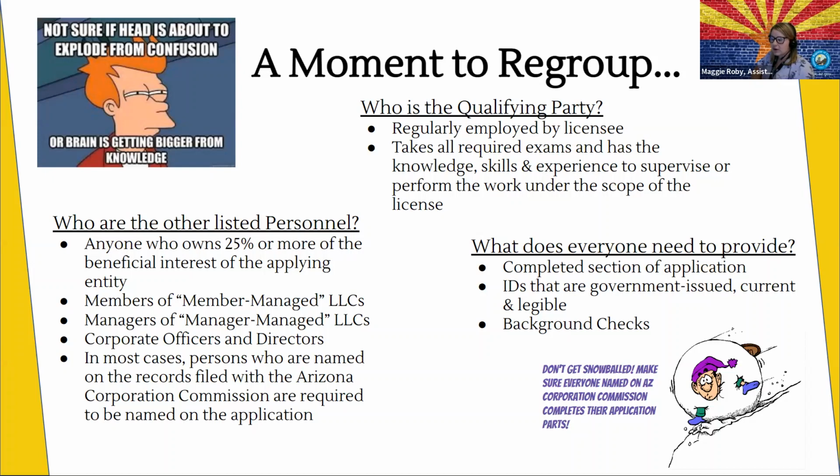Other individuals who are required to be on your application and your license are any owners of 25% or more, those members or managers, depending on how your LLC is constructed, as well as corporate officers and directors. Keeping in mind, in most cases, anybody who is going to be named on the Arizona Corporation Commission is going to need to be listed on your application. Also, those individuals are going to need to provide their information on the parts of the application, valid and legible IDs, and those background checks as well.